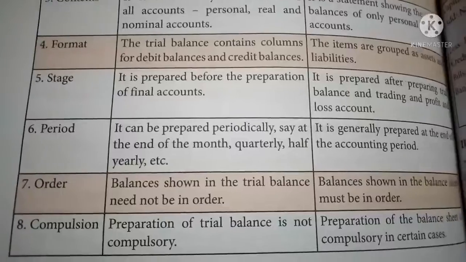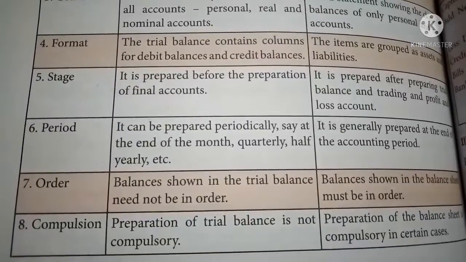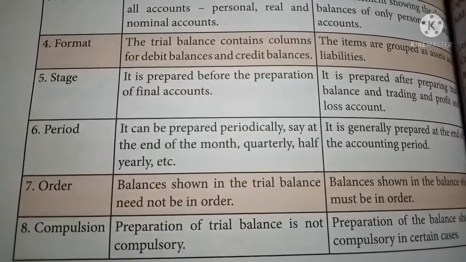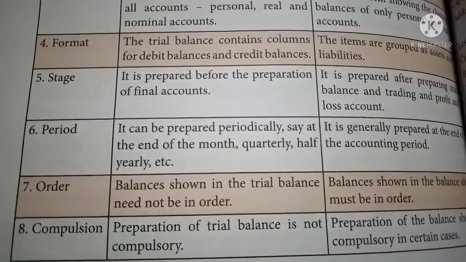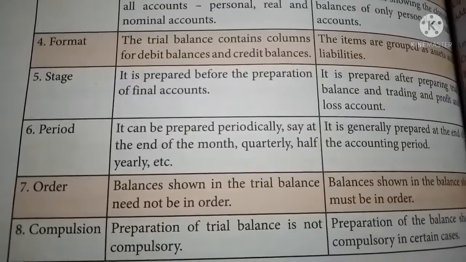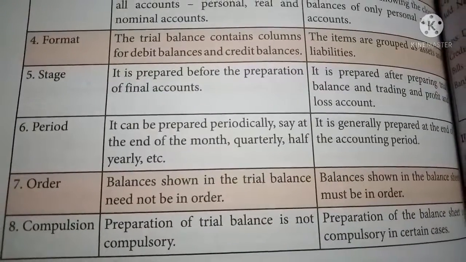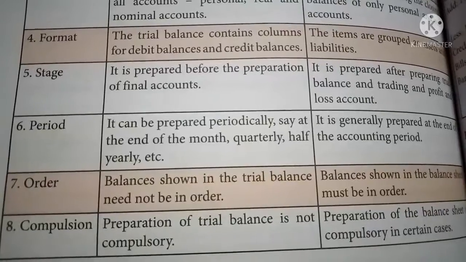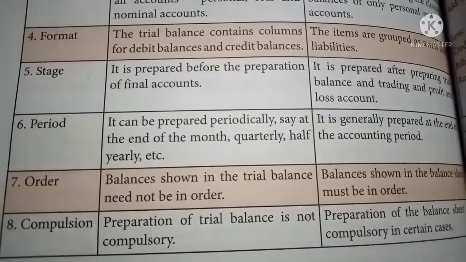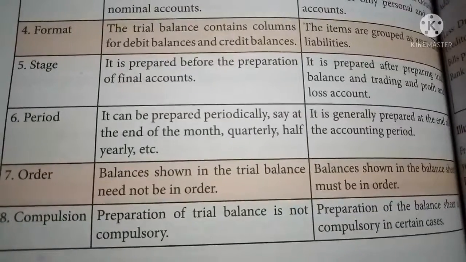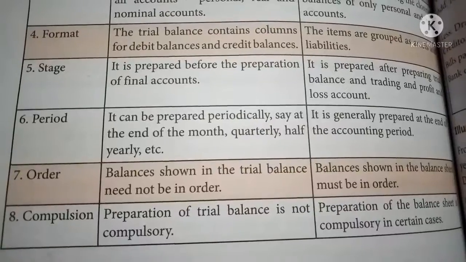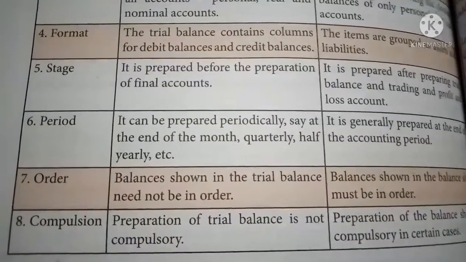That is, assets are to be written on the asset side, the liabilities on the liability side, and it should commence with the cash balance and bank balance on the asset side. Likewise, there is an order procedure in preparing the balance sheet. Compulsion. Preparation of trial balance is not compulsory, but preparation of balance sheet is a must for every accounting period in order to assess the financial position of the business concern.